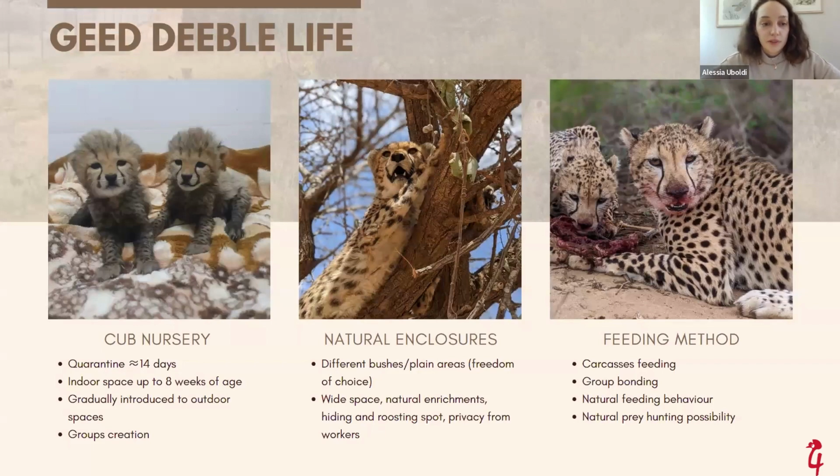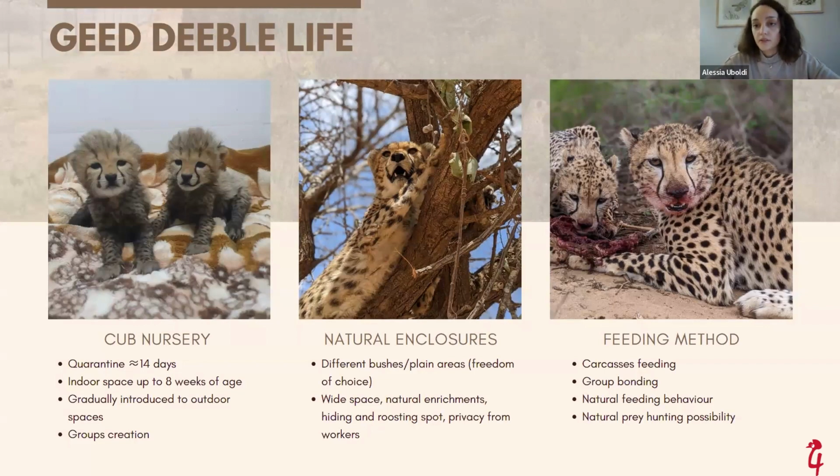So here, just a few pills about Gedeble life. The cub management is really quite similar to what we did in Hargeisa. So cubs are kept in quarantine for 14 days and then gradually introduced to outdoor space and, gradually, of course, to the creation of the groups. But then the two main differences are the natural enclosures that, as I said, offer really different kinds of habitats. So cheetahs can choose whether to run in a plain, climb a tree, or hide in a bush.